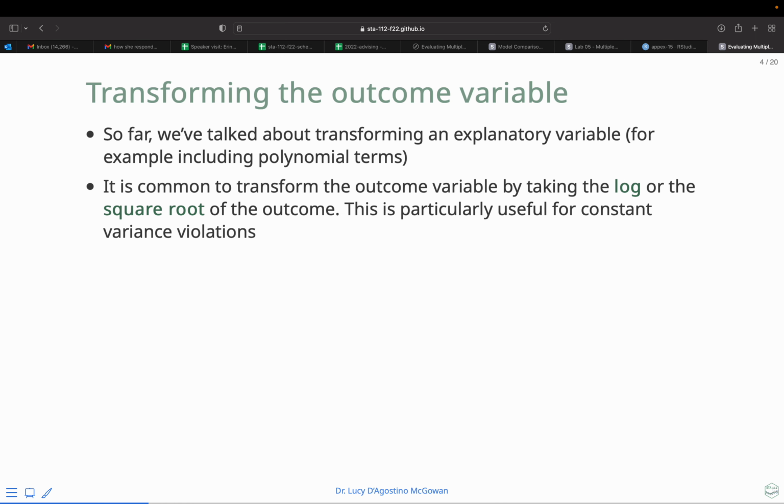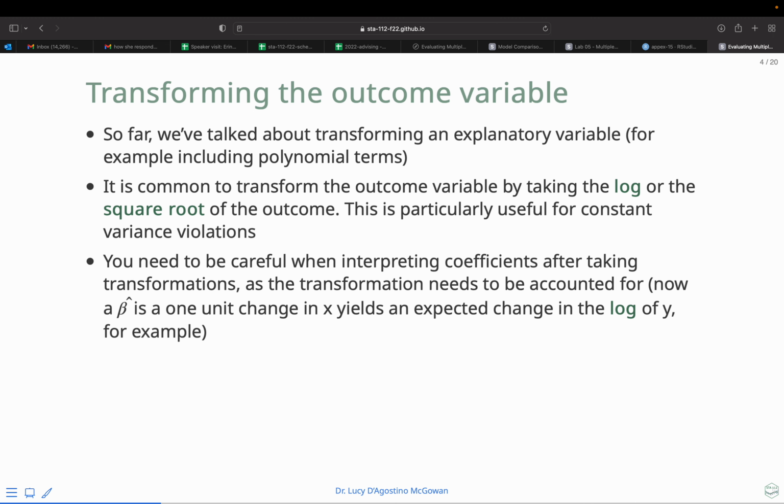So it's common to transform the outcome variable by either taking the log or the square root of the outcome, and this is particularly useful for constant variance violations. So when you see violations of constant variance, one solution can be to either take the log or the square root of the outcome, and sometimes that can help. One note of caution is you have to be careful when you're interpreting coefficients after taking transformations, because now the transformation needs to be accounted for.